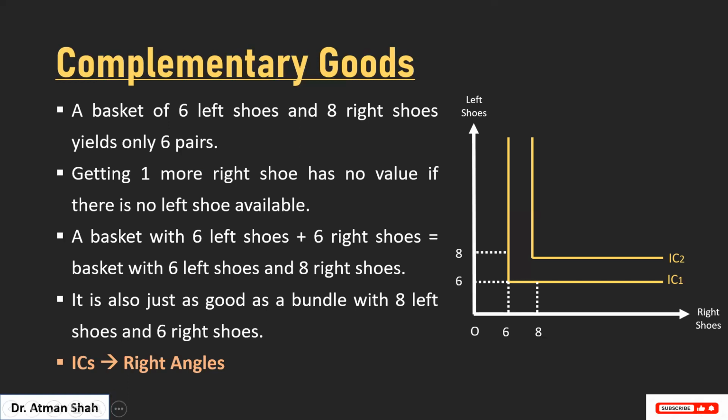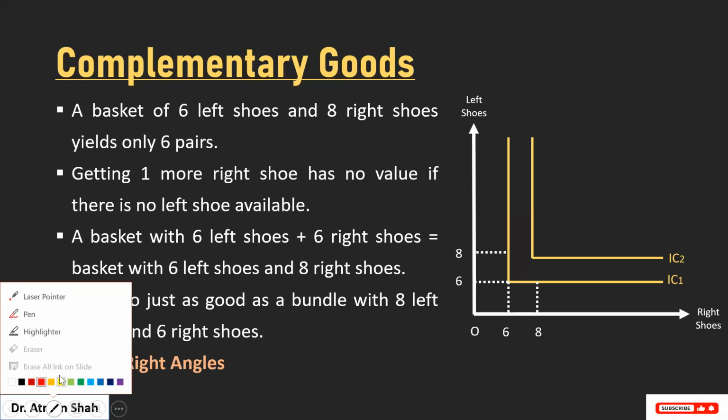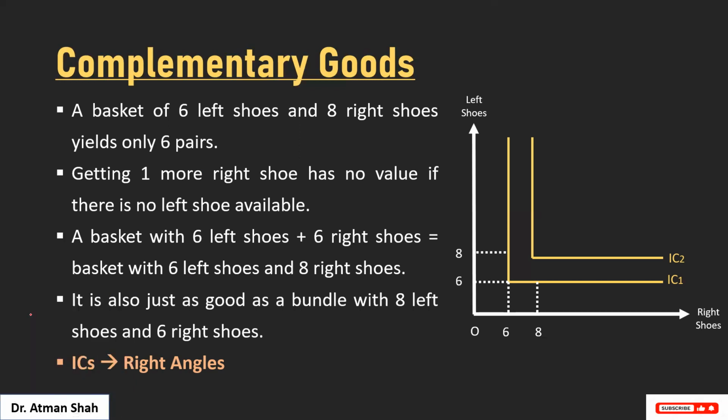If you see in the diagram, let me show you. Here we have the consumption at this point. A basket with 6 left shoes and 6 right shoes. Similarly, here you have the basket with 8 left shoes and 8 right shoes. So this is the idea of indifference curve for complementary goods and for substitutes.